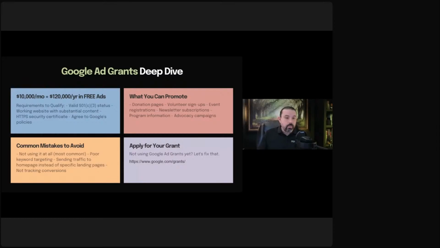Also, poor keyword targeting, using targeting that's just way too broad. You're not being specific enough, and they'll ding you for that. Sending traffic to your homepage instead of specific landing pages. This is a common marketing faux pas. Don't send people from your paid marketing to your homepage, because then they've got to figure out where to go. What you want to do is create specific campaigns, pages that you're going to send people directly to, that speak and continue the conversation from the ads.